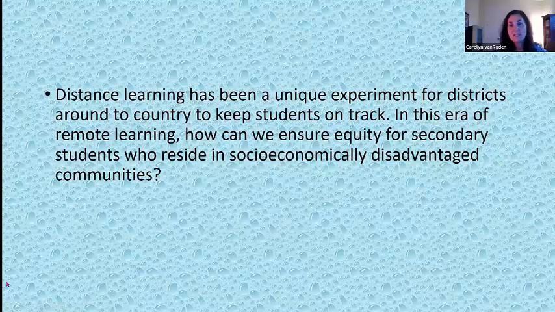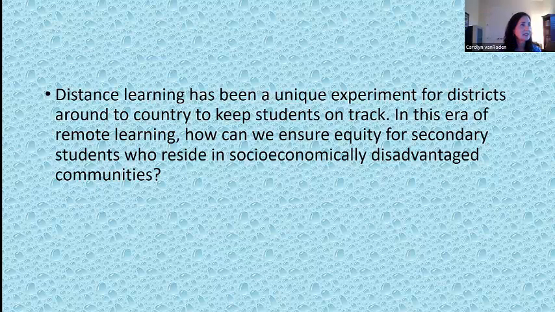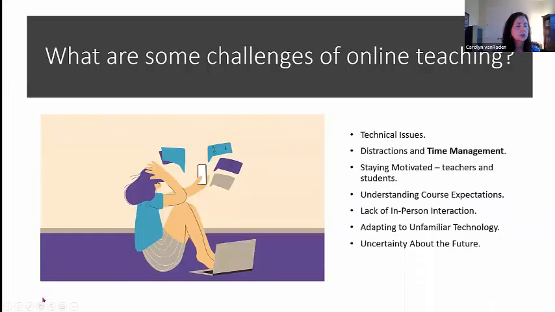We have all been teaching for distance learning. And if you are still teaching at distance learning, you will appreciate this. It has been very unique depending on the district that you are in. And so we're going to learn how we can keep this equitable for our secondary students who live in areas that are socially and economically disadvantaged.